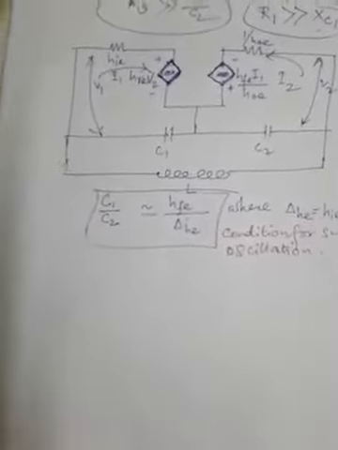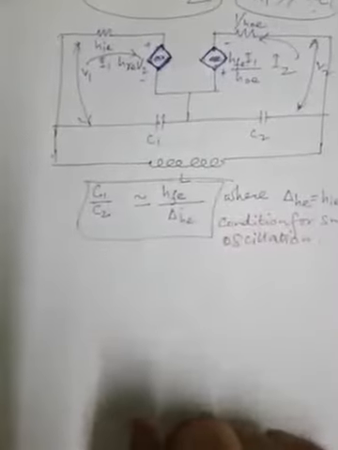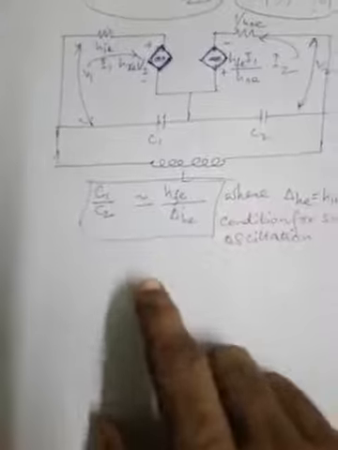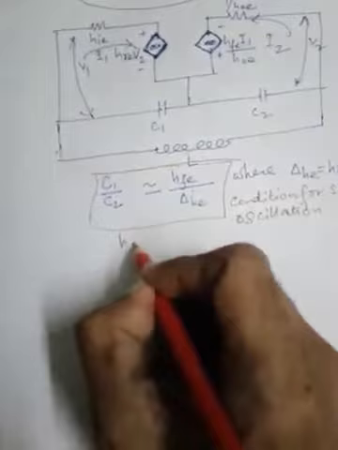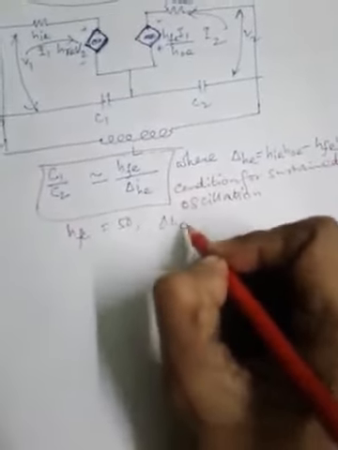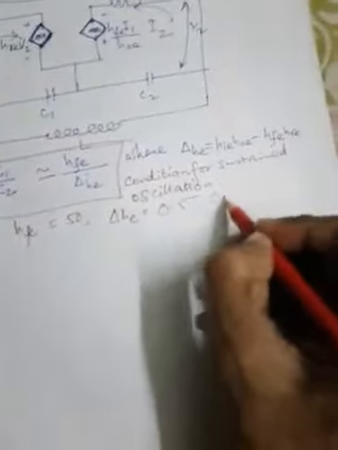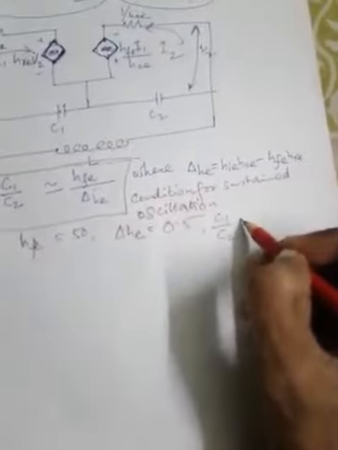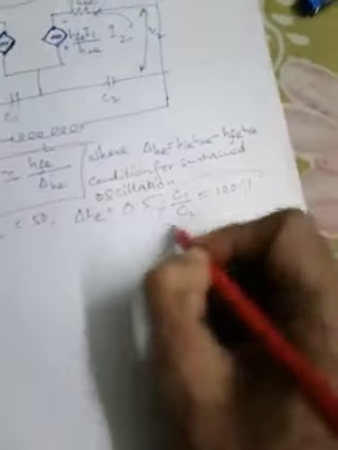Now, since hfe of a transistor may have a value of about 50 and del he is in the region of 0.5, it follows that the ratio of C1 and C2 will be about 100:1. So if we consider hfe to be around 50 and del he to be around 0.5, the ratio of C1 and C2 is 100:1. This will be useful for solving the numericals.